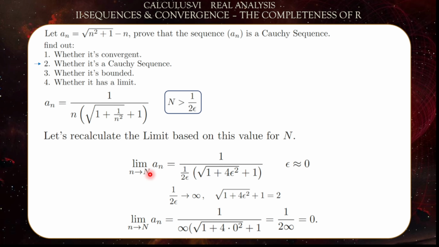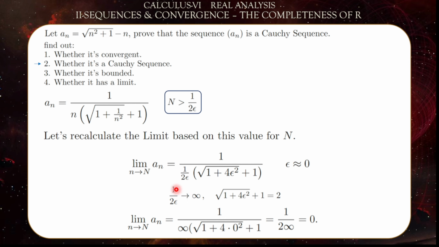So the limit of a_n as n approaches capital N is equal to 1 divided by, instead of n you place 1 divided by 2 epsilon, times square root of 1 plus 4 epsilon squared. Why? Because 1 divided by n squared is 1 divided by (1 over 2 epsilon) squared, which is 4 epsilon squared. So you flip it back into the numerator and you get 4 epsilon squared plus 1. Now epsilon is very close to 0. It is an infinitesimal number that is very small, very tiny.